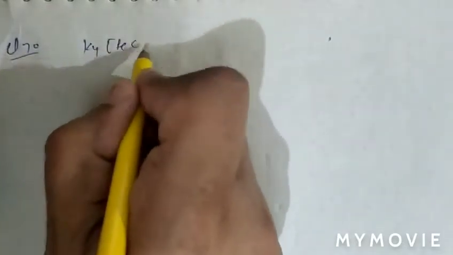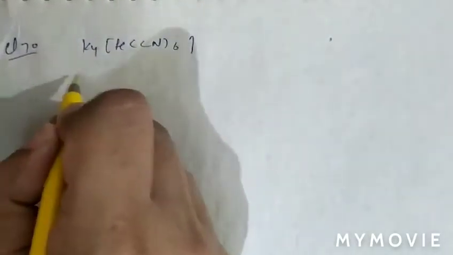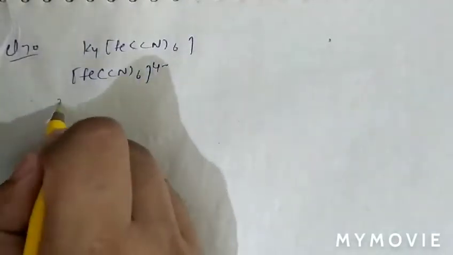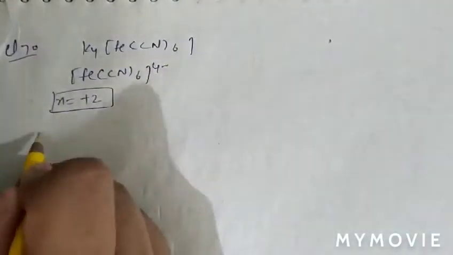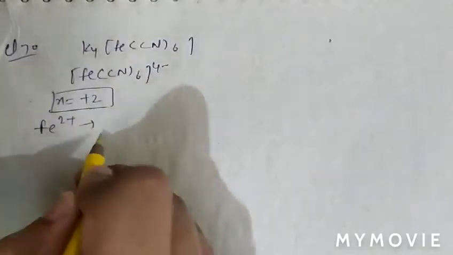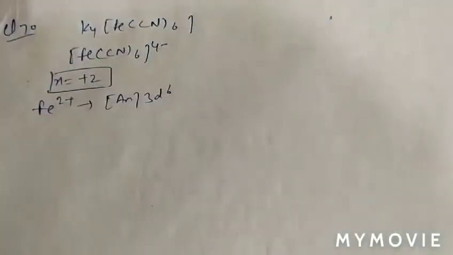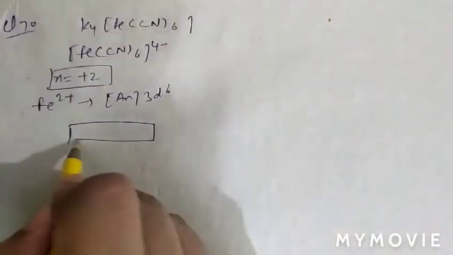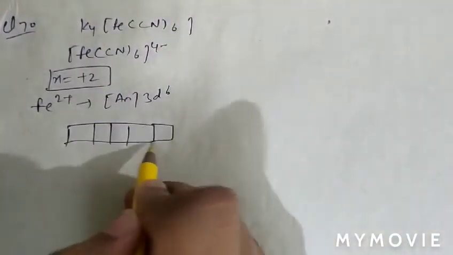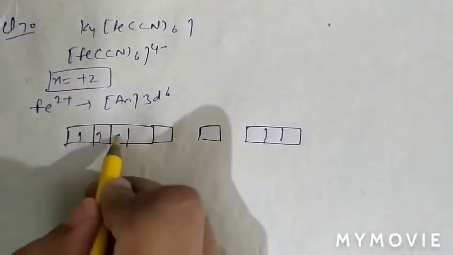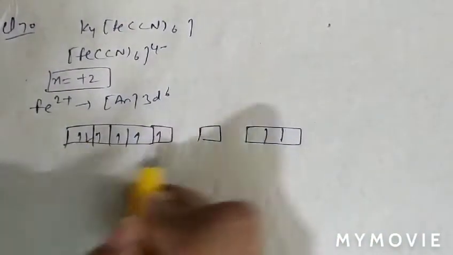Question number 70, basically K4[Fe(CN)6]. It will break into the anionic complex [Fe(CN)6]4-. So the oxidation state of iron will be +2. So Fe2+ will be [Ar] 3d6. Now we will write the VBT for this. So 6 electrons are only there: 1 2 3 4 5 6.